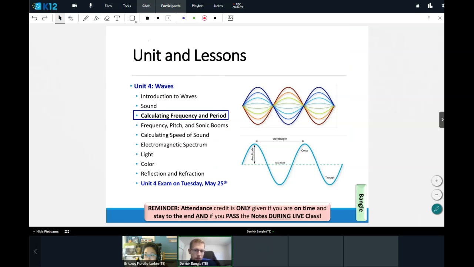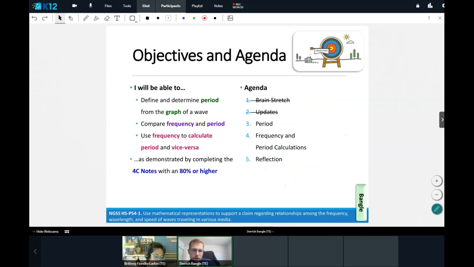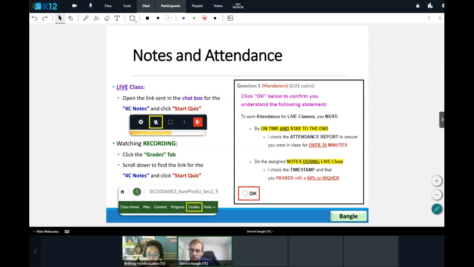All right. For our lesson today in Unit 4, we are calculating frequency and period. So we learned already a little bit about frequency, but period is going to be something a little new to us. First, we're going to define the word period and determine that from a graph. And then we're going to compare frequencies and periods together, see how they increase and decrease respectively. And then we're going to use frequency to calculate the period and vice versa. So they will be having a significant relationship with each other.